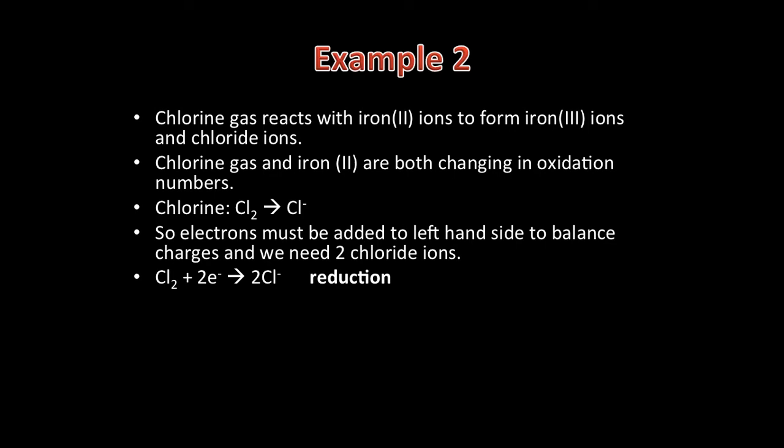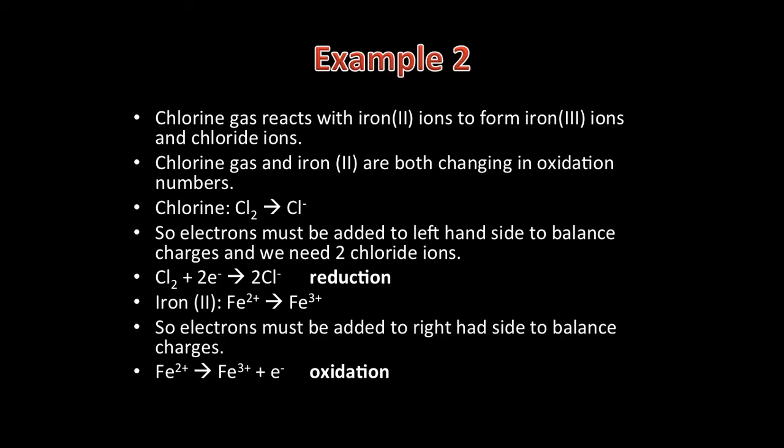As each chlorine atom gains an electron, we need 2 electrons. Cl2 plus 2e- goes to 2Cl-. This is a reduction. Fe2+ reacts to form Fe3+. So a change in oxidation number from +2 to +3. So an electron must be added to the right-hand side, and this is an oxidation. Fe2+ reacts to form Fe3+ plus an electron.